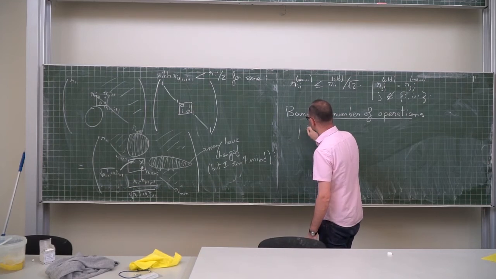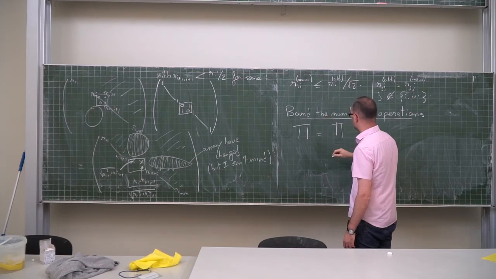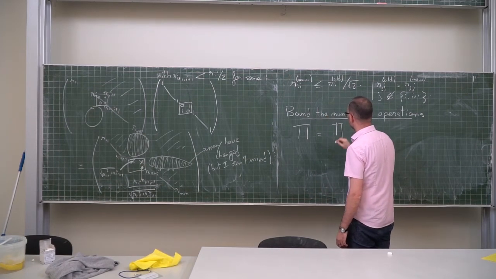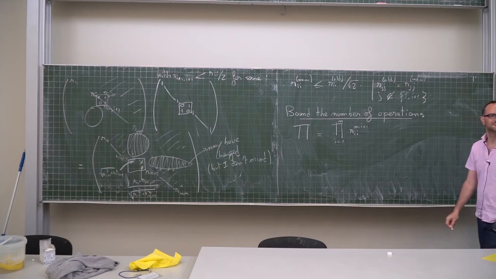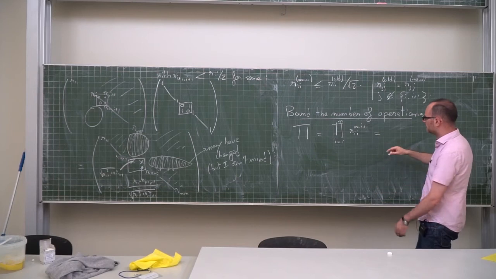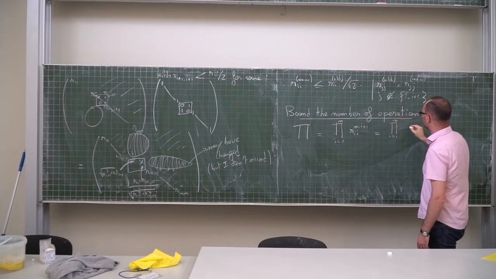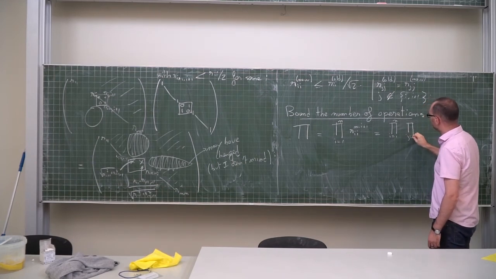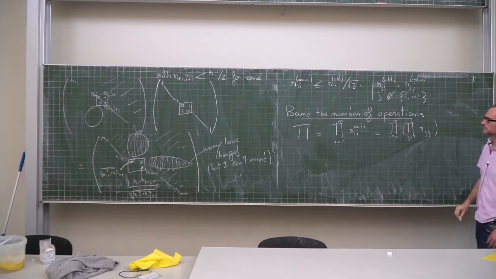So I define pi as the product for i equal 1 to n of the R_ii to the n minus i plus 1. Okay, that's a magic quantity, which, if you rewrite it, is exactly the product for i equal 1 to n of the product for j equal 1 to i of the R_jj. Okay, so it's the product of the starting determinants.